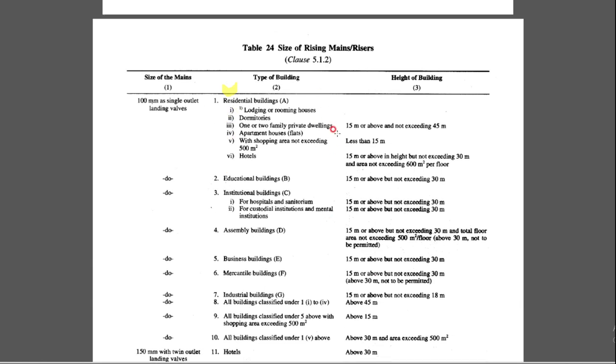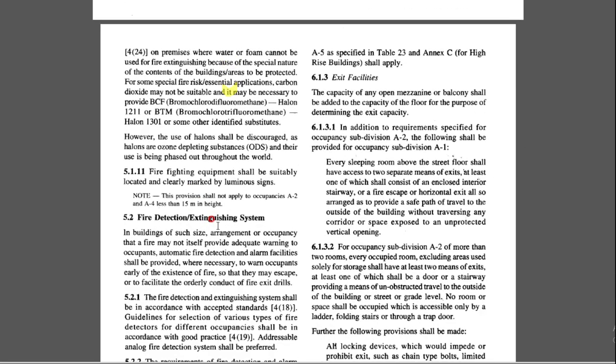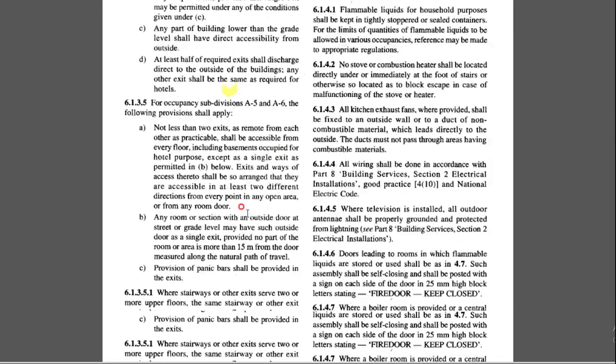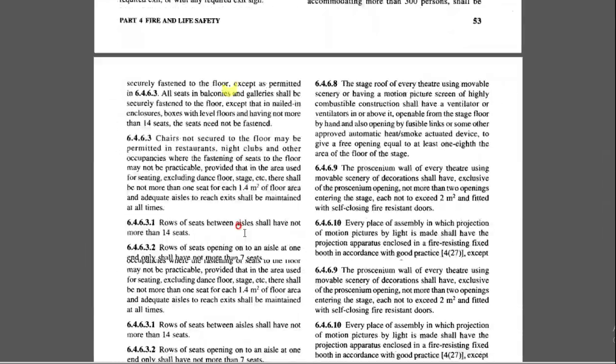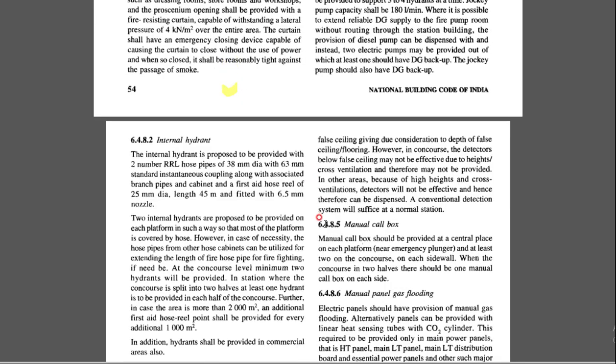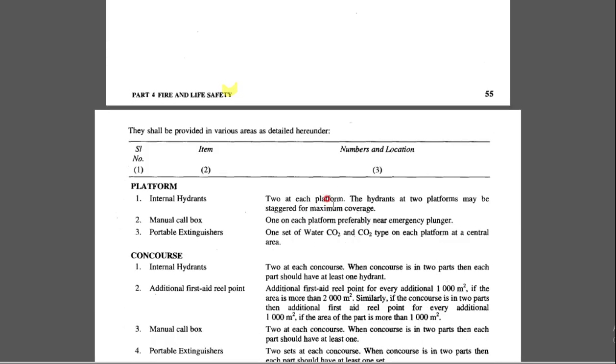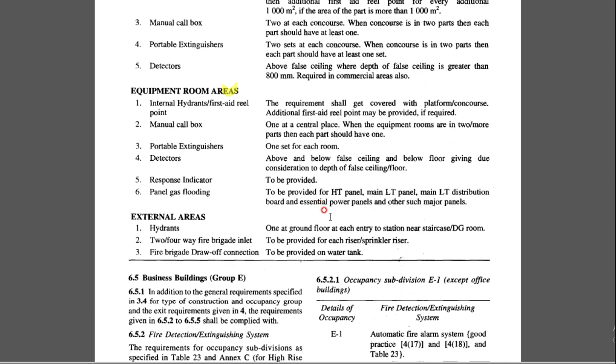Here the pipe size is mentioned, size of rising mains or risers. For this type of building, for this height, what shall be the diameter of risers. So at least go through this NBC code book once. A lot of things have been written. A lot of clauses we have taken from here only.